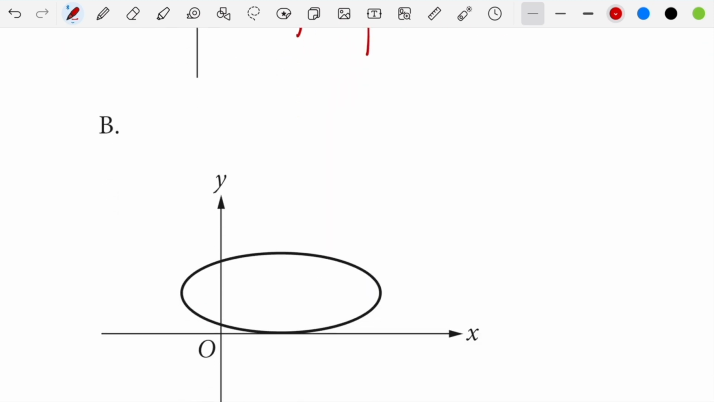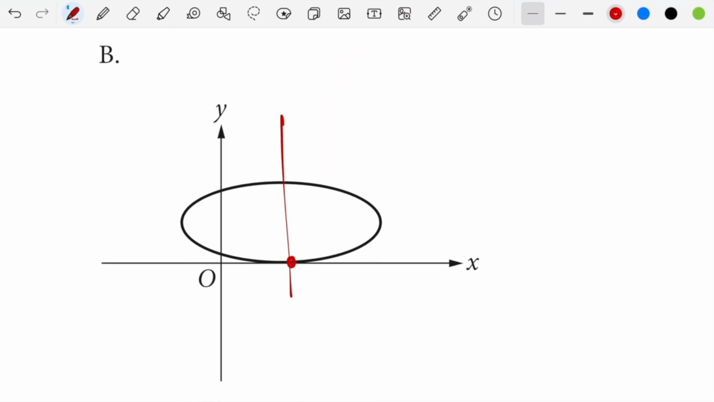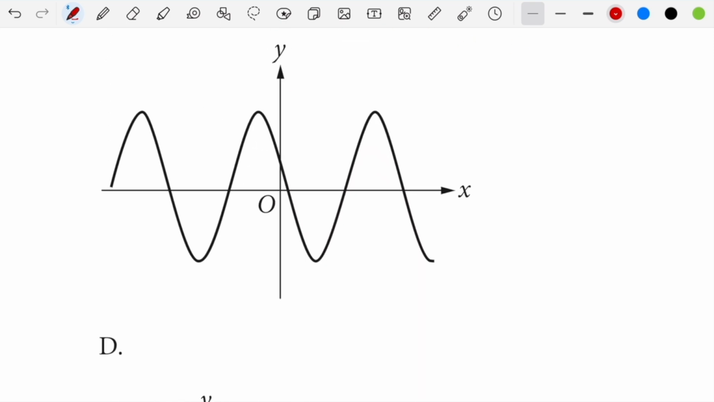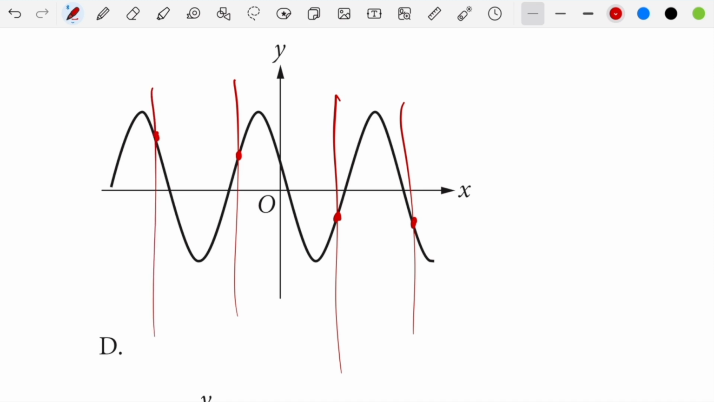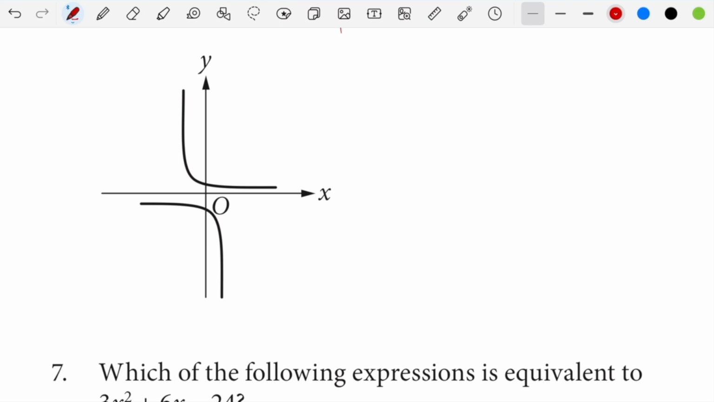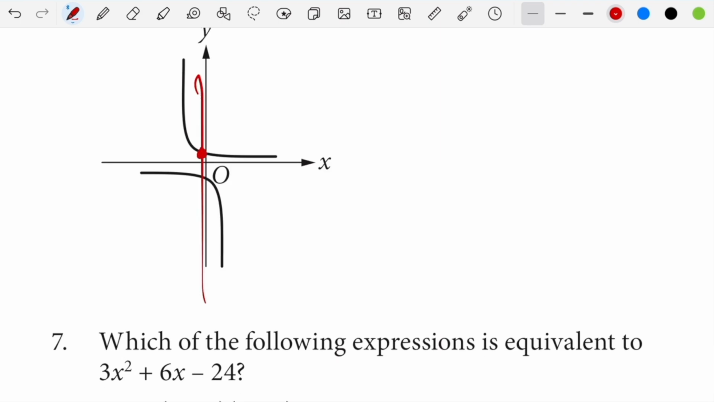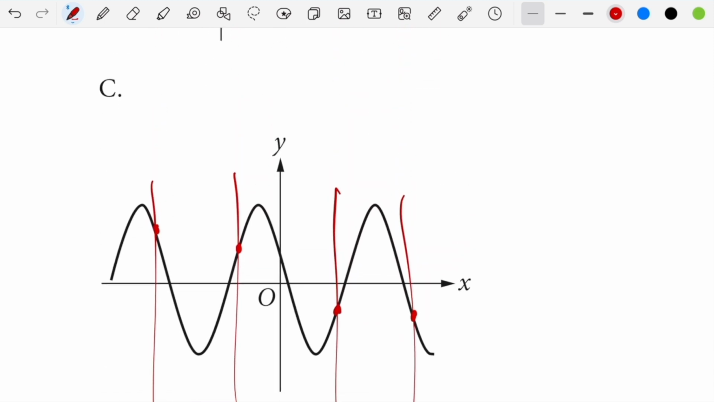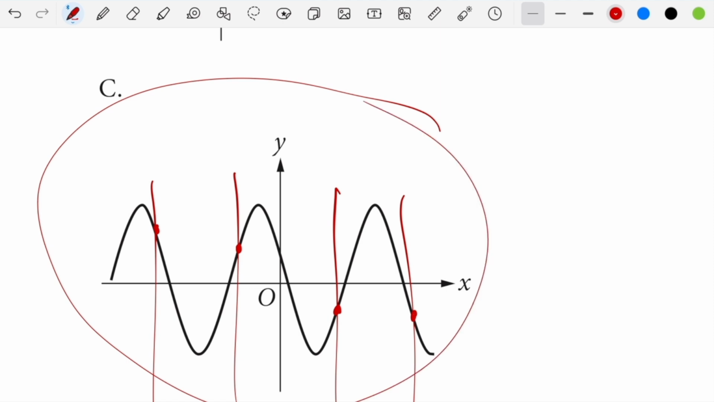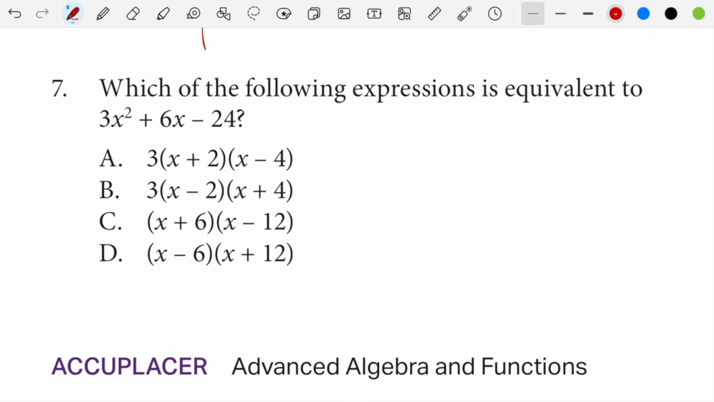Let's go to B. Draw a vertical line. I'm touching 2 points, not a function. You can only touch one point. C. Draw a vertical line. Only one. Vertical line. Anywhere in my graph. Anywhere in my graph. So far it's only 1 point. Let's double check with D. Look at D. I'm touching 2 points. Therefore this is not a function. My answer is C. Only touching one, that's the only one that is a function because of the vertical line test.